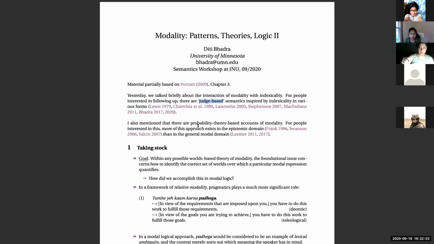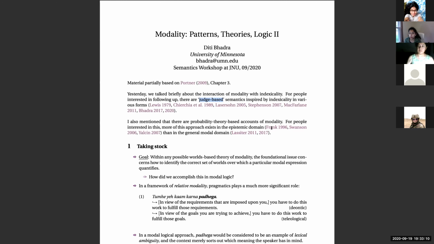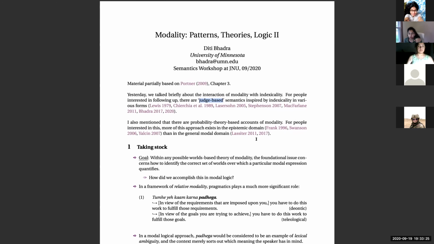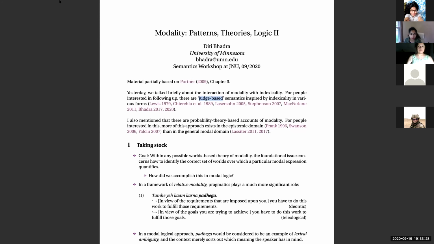We also briefly mentioned there are probability theory based accounts of modality. For people who are interested in that, you'll see much more of that in the epistemic domain, because there are degrees of certainty and belief and all of that. So here are some classic works in that area. And then there are some works on probability in the general modal domain, that is Dan Lassiter's dissertation and his recent book. So you can check these things out. I have linked all of these in the references, so you can find them when you get the handout. Okay, before I start, are there any questions for me from yesterday?